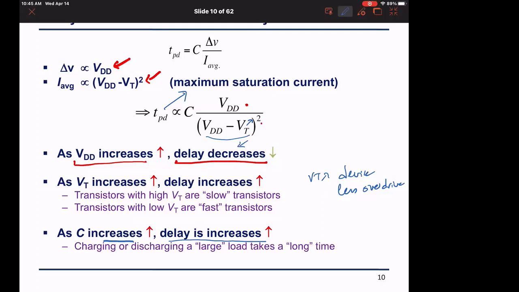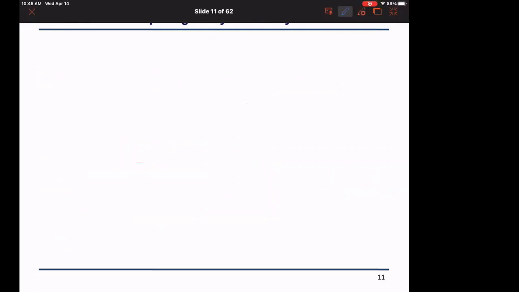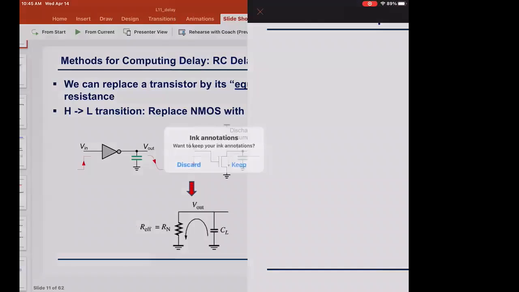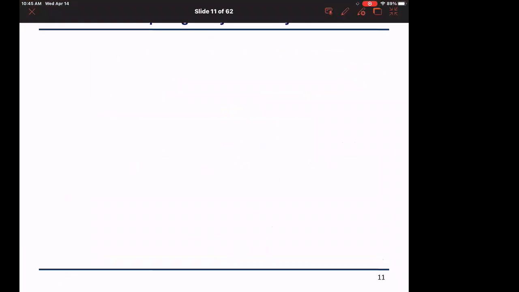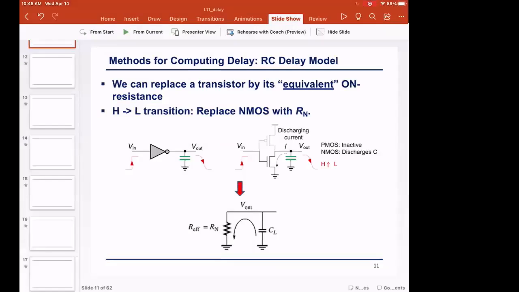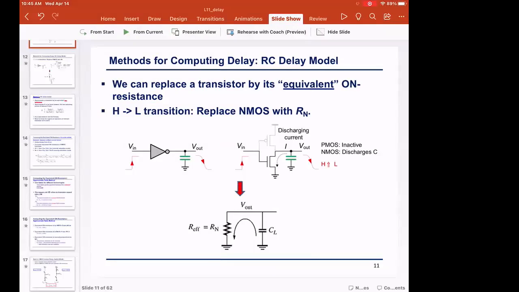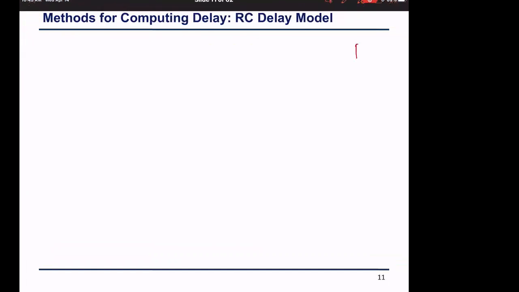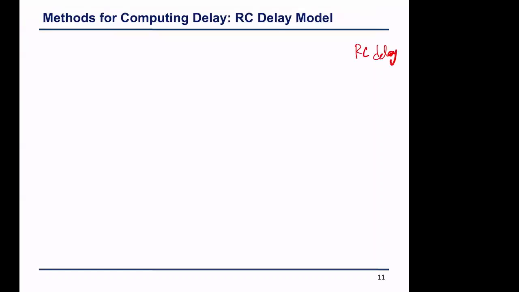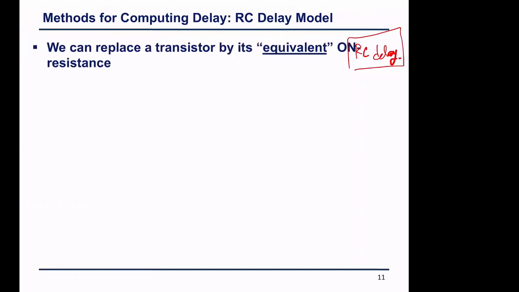Okay, so let us now look here to see the other possible way for computing the delay for the inverter. So the second possible approach is the RC delay. And by RC delay, I mean I don't want to calculate the average current. Maybe I want to find the equivalent on resistance.